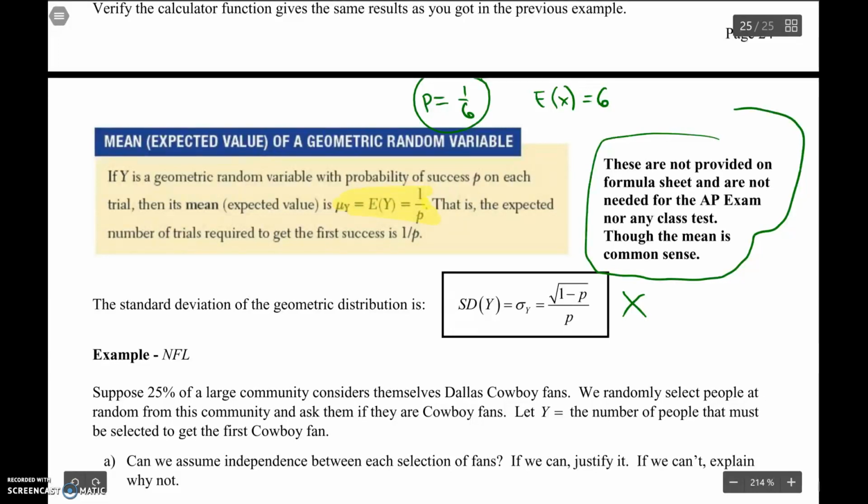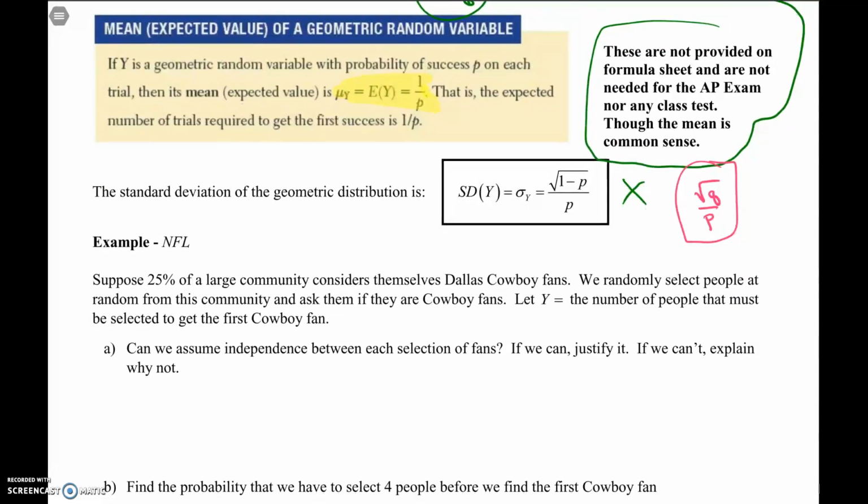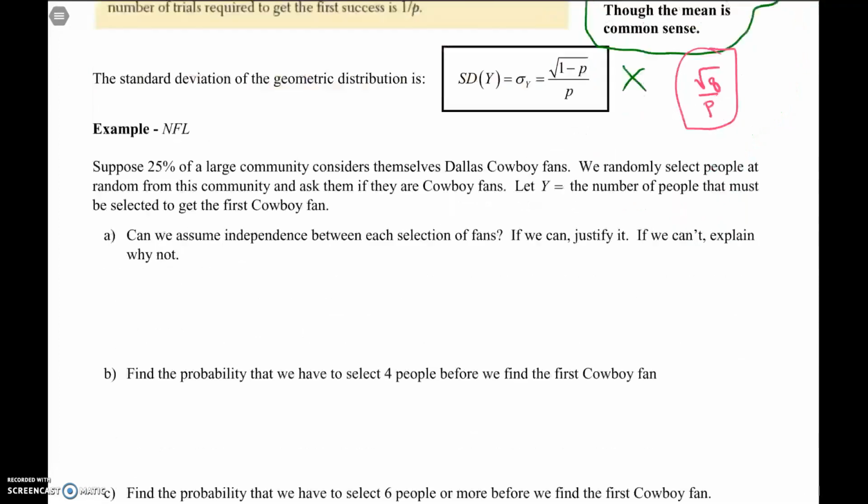The standard deviation, however, is definitely not. The standard deviation is the square root of q over p. I don't know where that really even comes from. I've never really looked at it or done much with it, so not responsible for that.